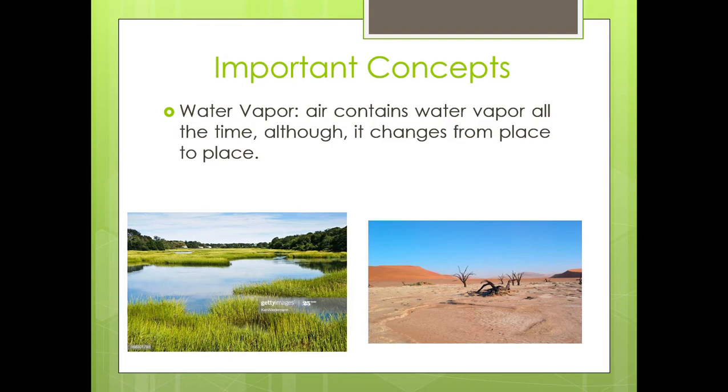The one on the left is the marsh and the one on the right is a desert. Based on the concept that we had before, water vapor, we can say that air always has water. But of course, depending on what part of the world you are at, you are going to find more or less water in air. For example, if we analyze both pictures, we are going to notice that in the picture on the left, in the marsh, you're going to find way more water than in the picture on the right, the desert. But both of them have water.